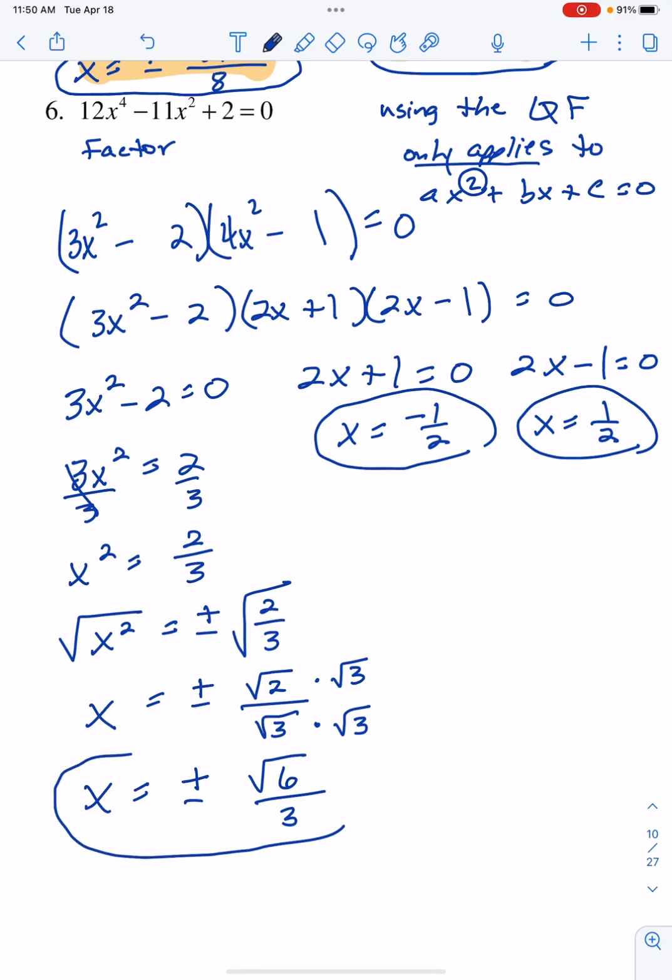So here are 2 more answers. How did we know we were going to get 4 answers? We had a high power of 4, so here's 1, 2, 3, 4 for our complete set of answers.